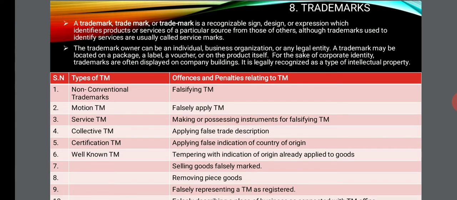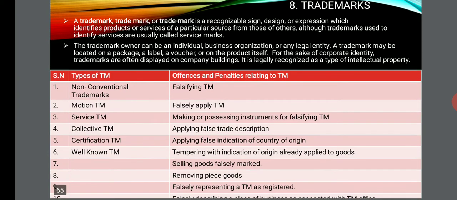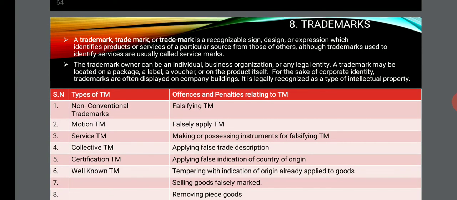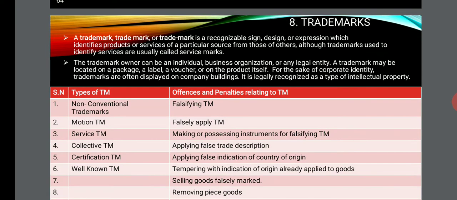Now, trademarks. A trademark is a recognizable sign, design, or expression which identifies products or services. Some logos, etc., identify products or services of a particular source from those of others. Although trademarks used to identify services are usually called service marks. So, trademark is related to goods and service marks is related to services, and it is like a logo we make. Hyundai has a different logo, Toyota has a different logo, and these are called trademarks, and service marks when service is involved.